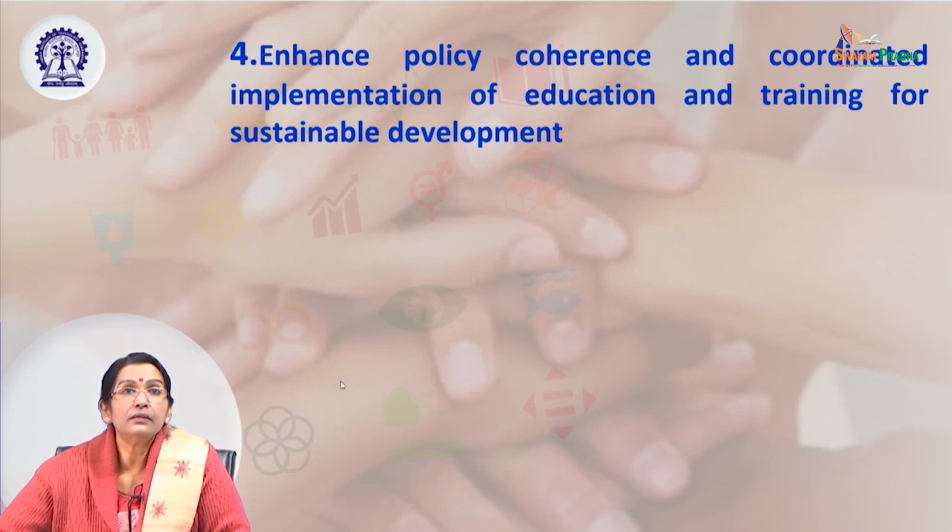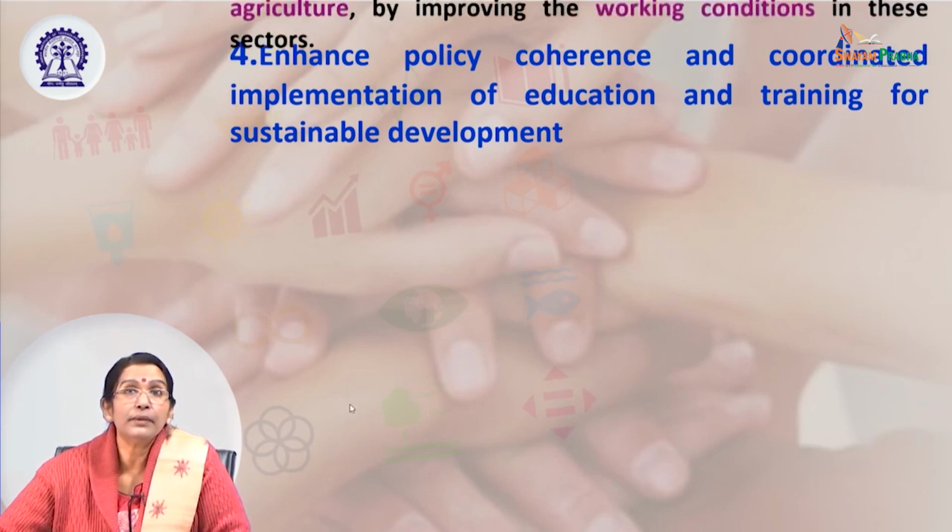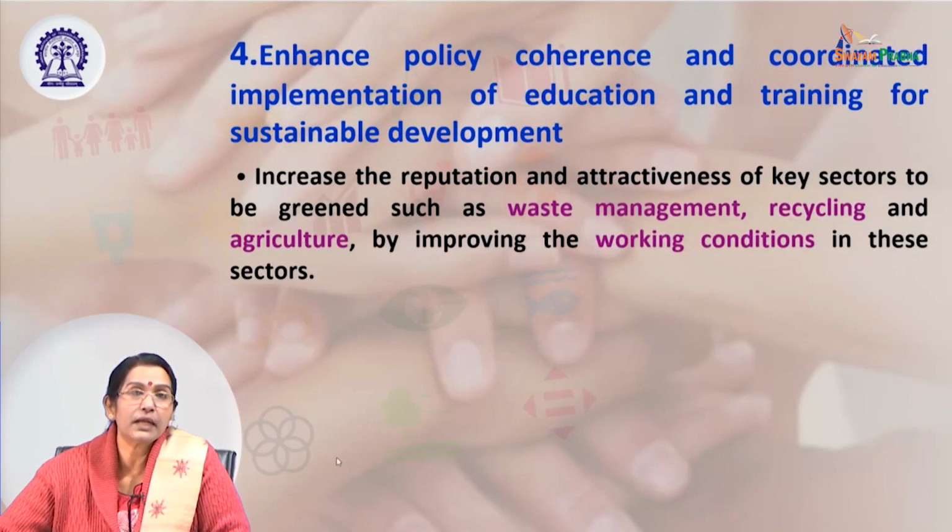So, here again another important thing is policy implementation. Here we have to enhance the policy coherence, and that should coordinate with the implementation of education and training for sustainable development. At the policy level, it should be completely blended, completely merged in the core domains. From the top level, from the policy level itself, it has to be blended, merged, and included in the framework.